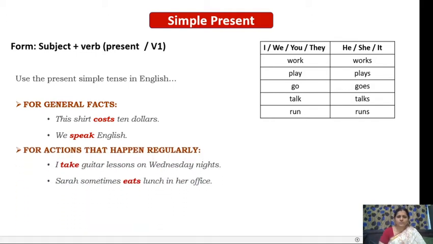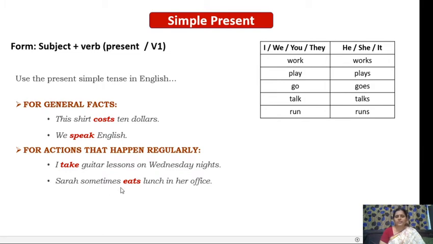And also we use this simple present tense to represent actions that happen regularly. See this example: I take guitar lessons on Wednesday nights. On Wednesday nights, that means every Wednesday. So he's referring that, you know, regularly the things will go on Wednesdays. So here I is the subject, and take is the verb which is in V1 form. I take guitar lessons on Wednesday nights. So this happens regularly, and so we constructed this sentence in simple present tense.